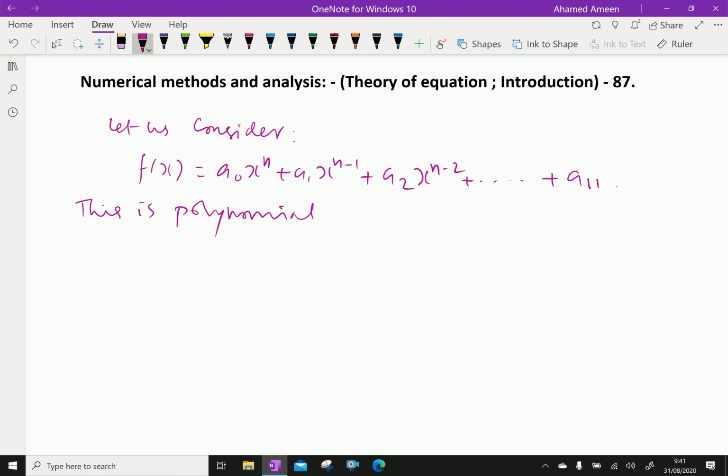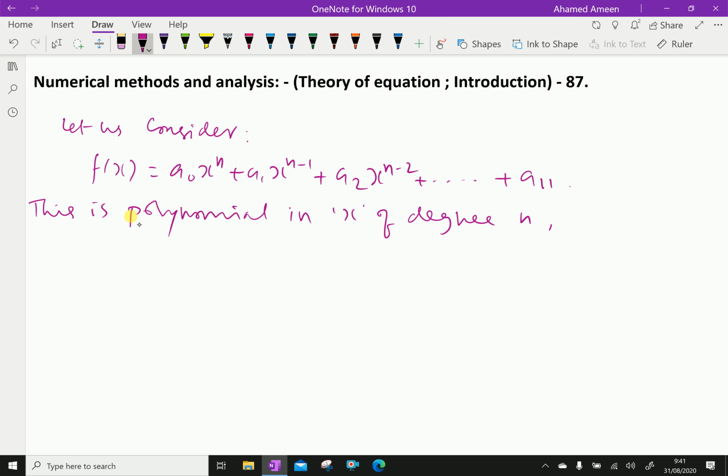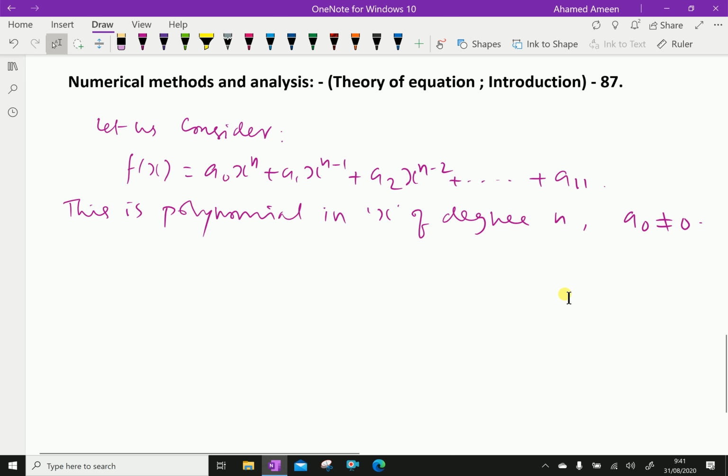This is a polynomial in x of degree n, provided a0 should not equal 0. Means here, look at this. Here the highest power is n, so that is the degree of that polynomial. Here a0 must not be 0. That means if it is 0, this term will vanish.